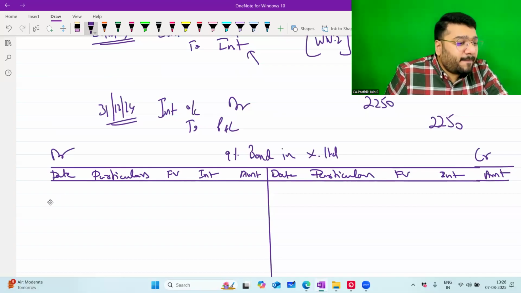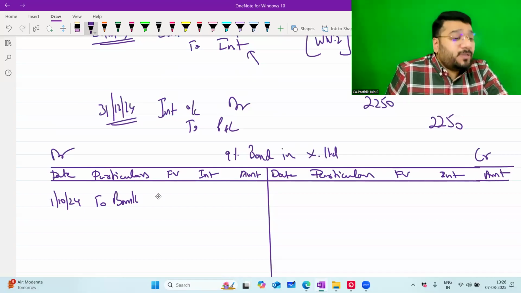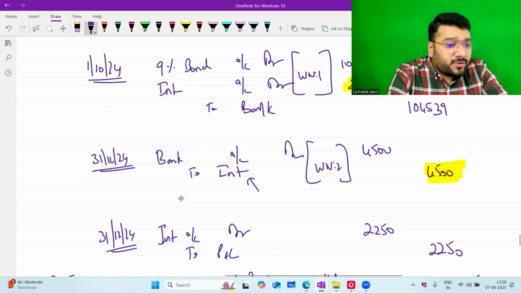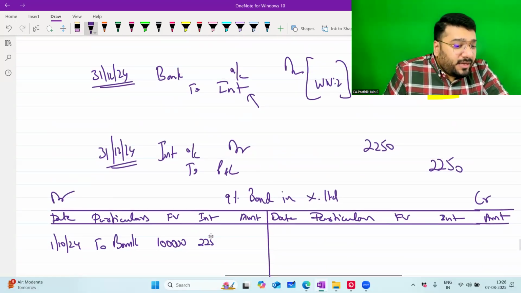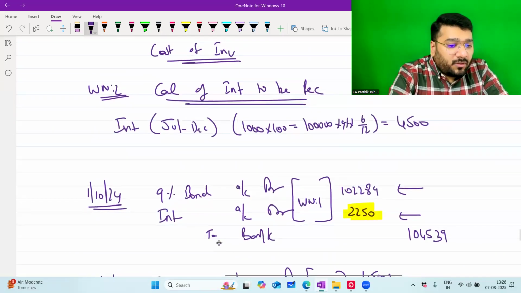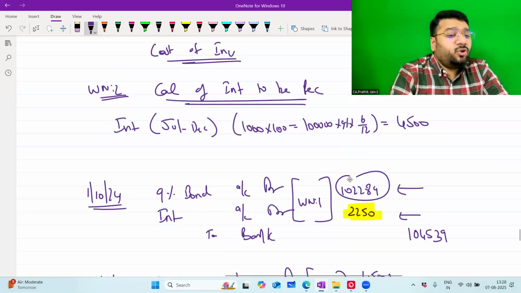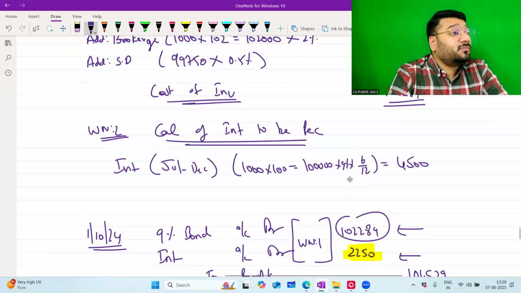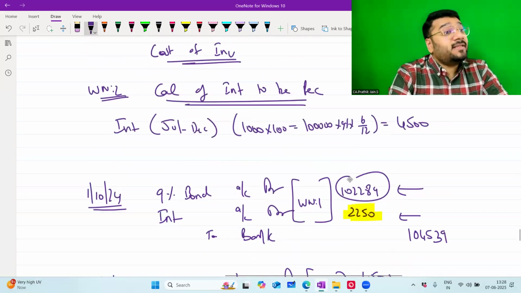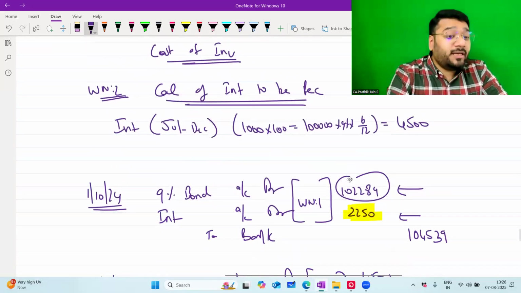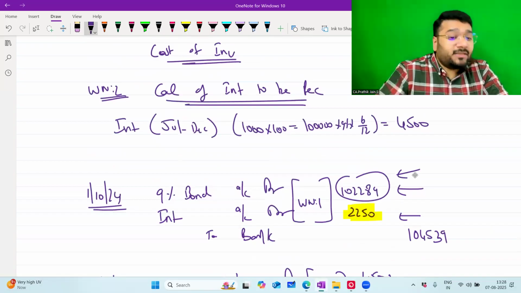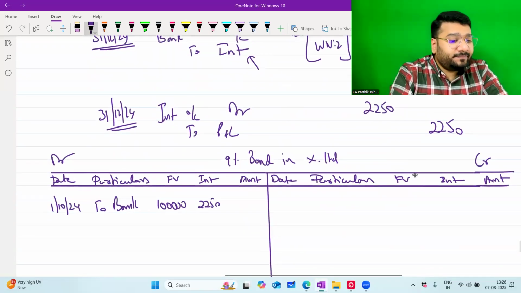So the first date is 1/10/24. To bank, face value please. 1,000 bonds into 100 rupees per bond. 1 lakh. Interest that you have to pay, 2,250. Investment value 1,02,289. Not 90. Who said? That is excluding brokerage and all. So you have to include brokerage. So you take the value from the journal, 1,02,289.